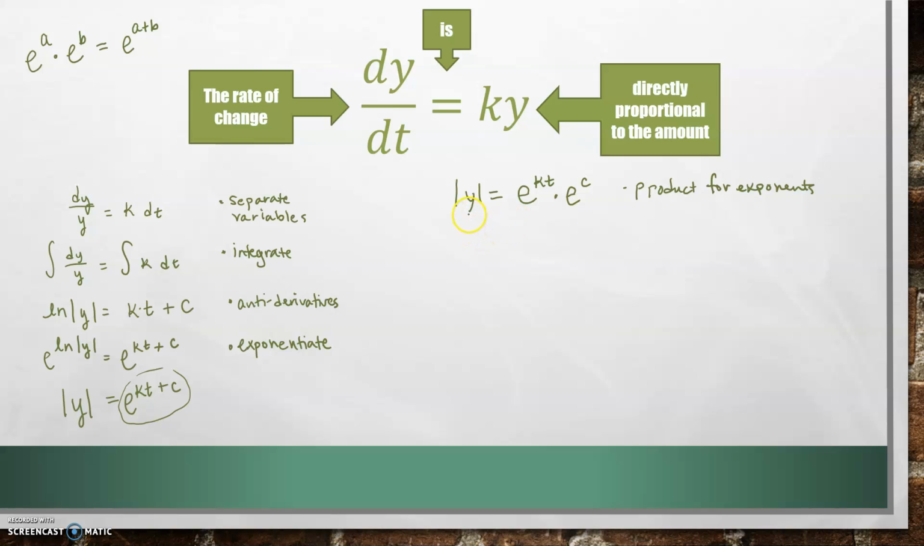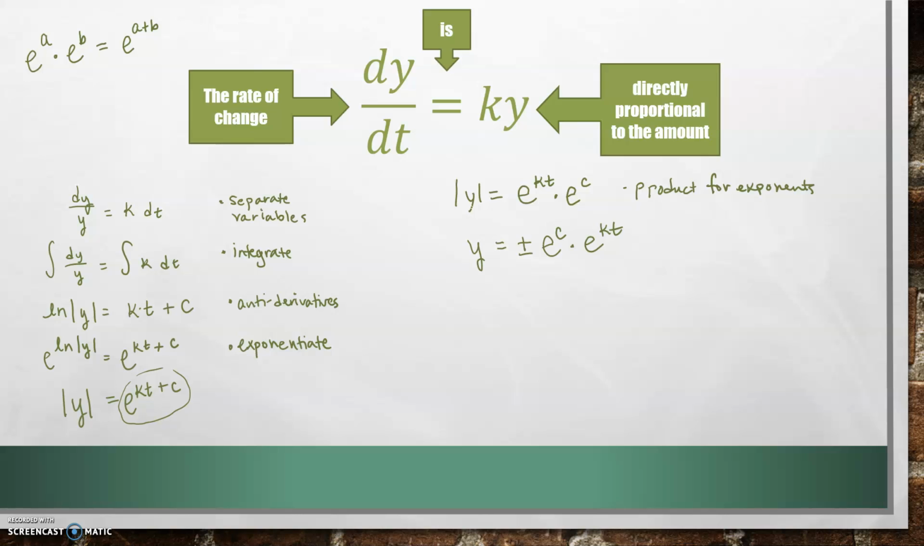And then I'm going to rewrite this so it's y is equal to plus or minus e to the c times e to the kt, because after I take the absolute value, I know that the value is positive, but I don't know whether the value is positive or negative before I take the absolute value.